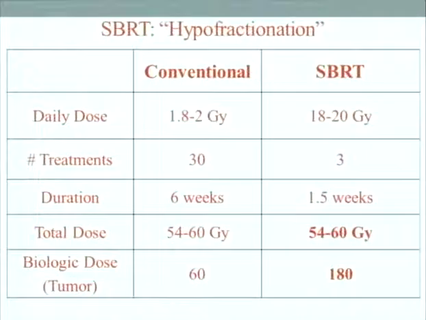And we do it in a very radically different way. With conventional treatment, we talked about 1.8 to 2 gray per fraction, 30 treatments over 6 weeks. With SBRT, we're able to do 10 times that daily dose. We do it in 3 treatments over a week and a half. And the dose that the tumor sees, because of that significantly truncated schedule, is significantly higher than with conventional treatment.